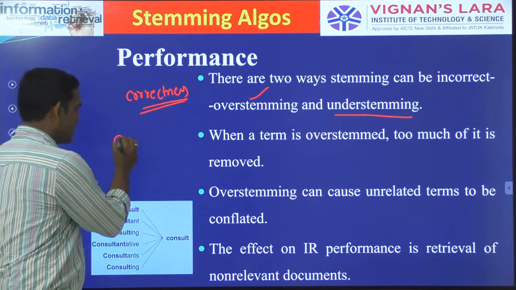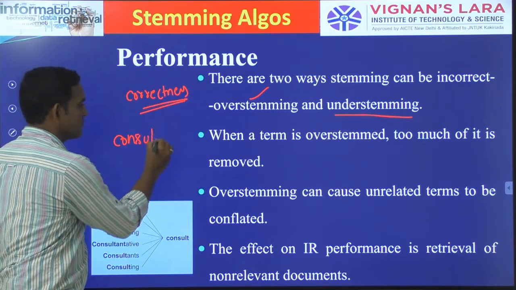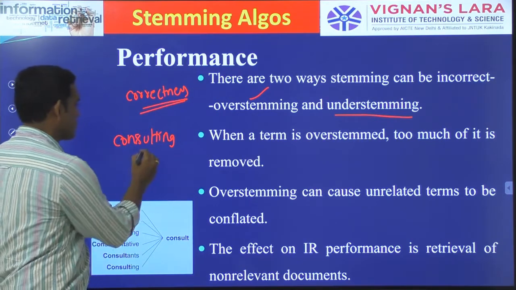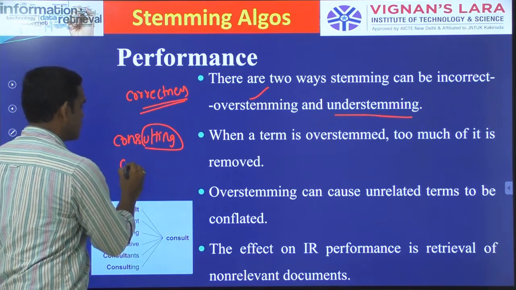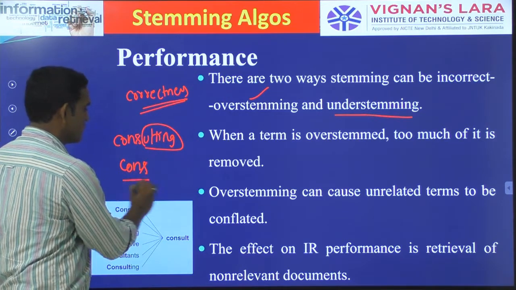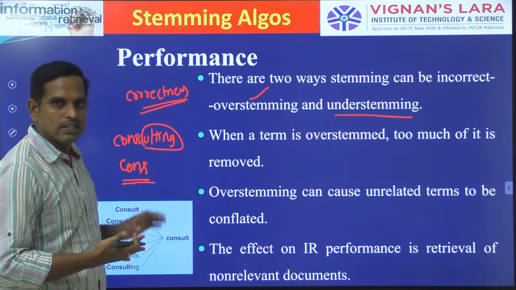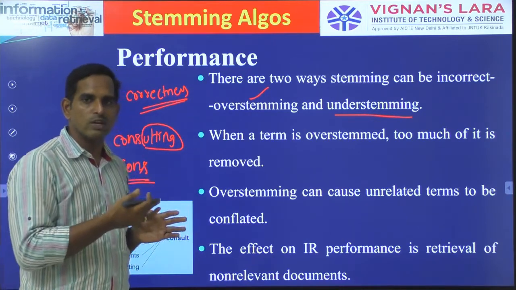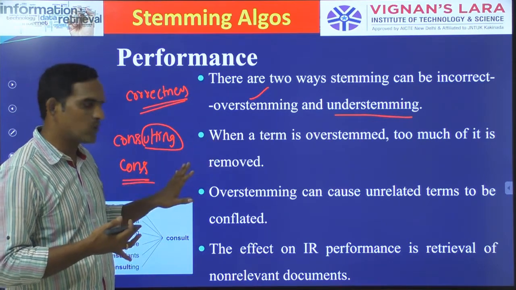For example, if you are taking consulting, and you perform too much stemming, you can remove most of the word and you can only place CONS. That will be over stemming, where you are removing too much of the word. That is what we call over stemming.